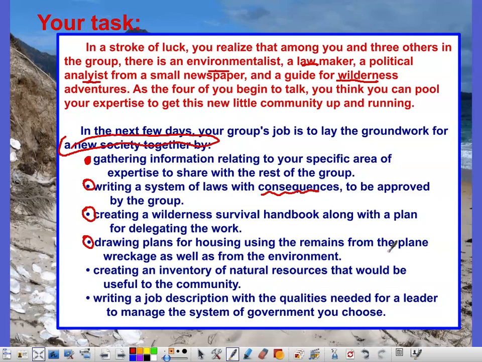You have the remains of the plane, what wreckage is left, and you're also going to have to decide what's in your environment. You need to create an inventory of the natural resources that are available to you that might be useful. And finally, you're going to have to write a job description. You're going to have to decide what kind of qualities you want your leader to have. What kind of system of government are you going to set up?